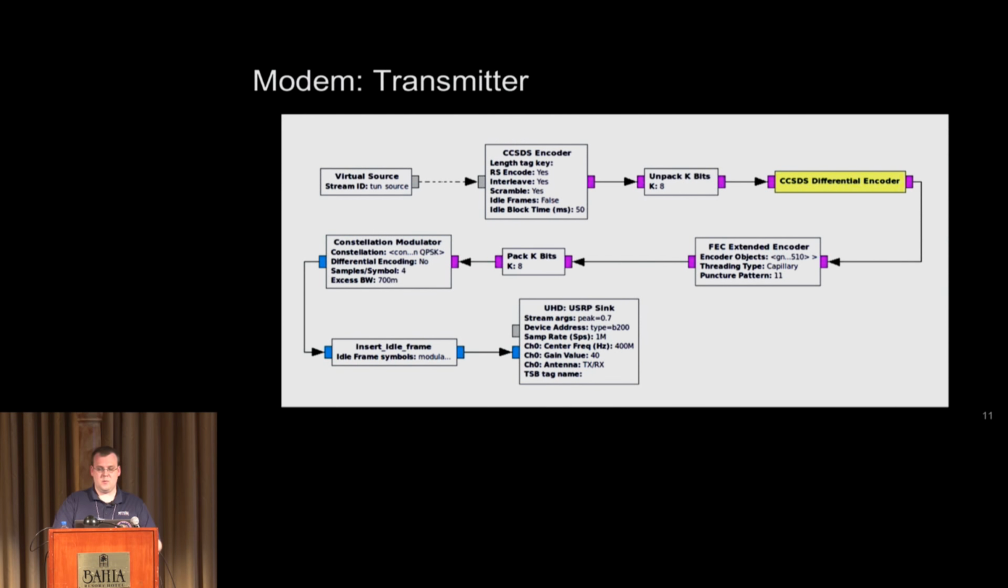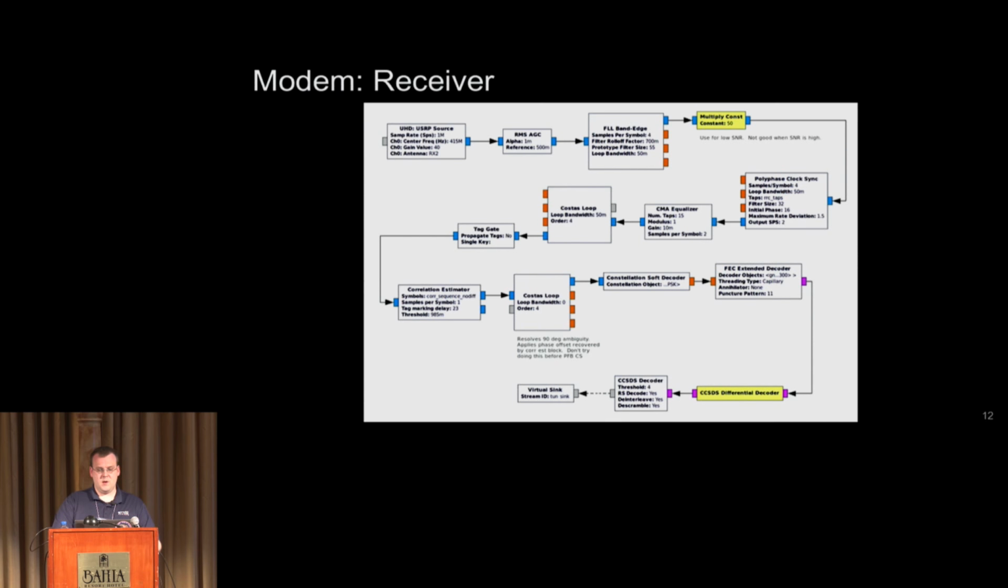And that's going to the USRP. Here's the receiver, so that's kind of the opposite side of that. I'm using the RMS AGC block that Daniel Estévez recently put together. You can get away without it, but it helps the flow graph attain lock like a second faster, and it will probably work better across a bigger range of gains.